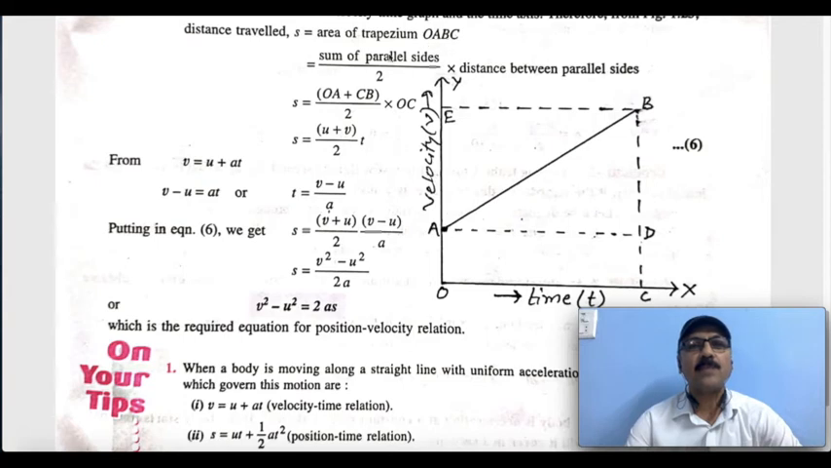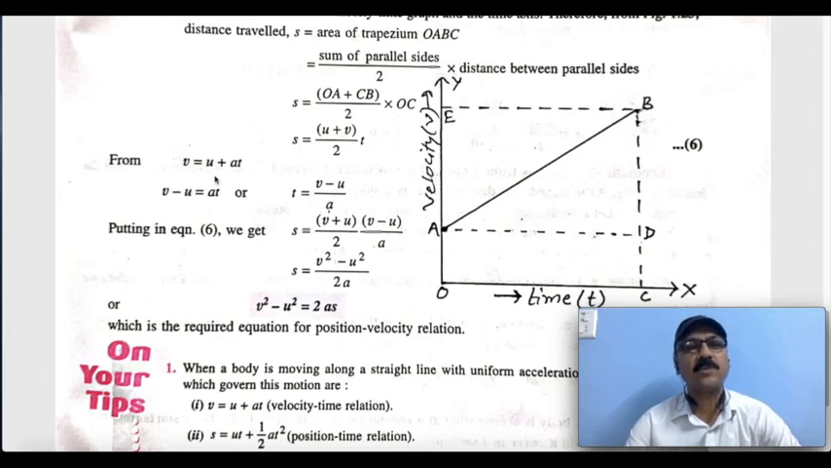So area of trapezium equals sum of parallel sides by 2 into distance between the two parallel sides. So distance, denoted by S, equals the sum of parallel sides, meaning the first parallel side is OA and the second parallel side is CB. So OA plus CB by 2 into the distance between the two parallel sides, which is OC or AD. So this one is OC. Putting the value here again, S equals OA is U, CB is V, by 2 into OC, and this one is the time T.